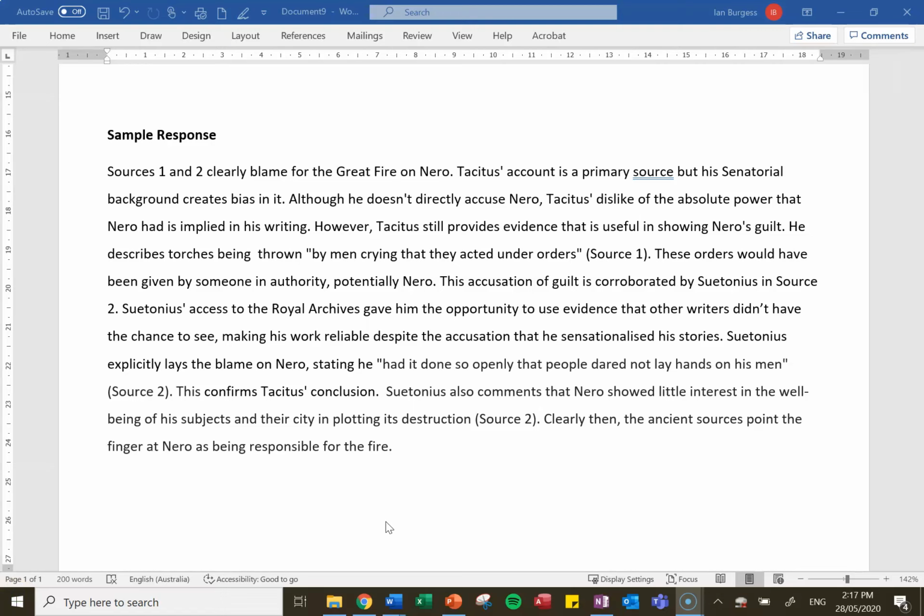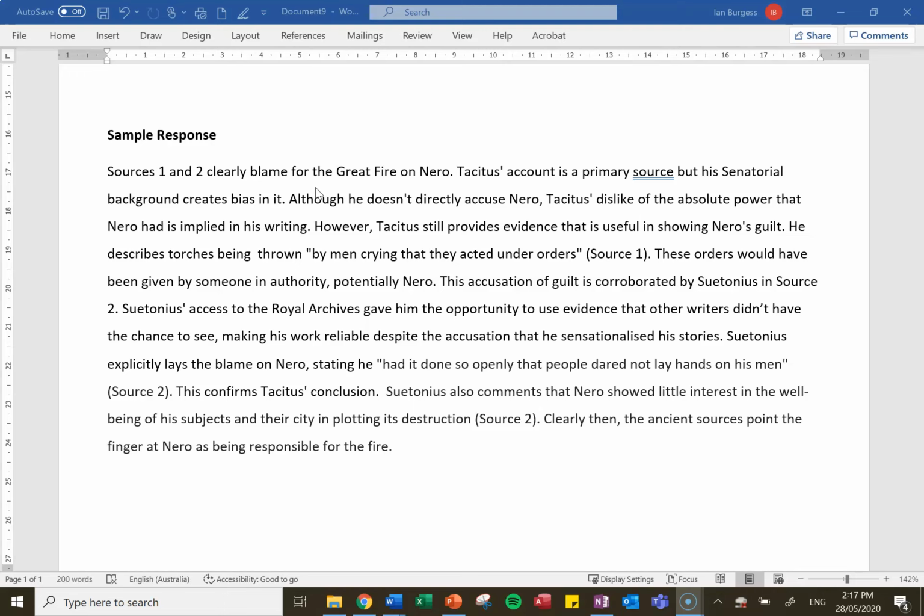Now that basically looks at, there's a clear statement to begin there. Sources 1 and 2 clearly blame the Great Fire on Nero. Typo there on my part. Tacitus's account is a primary source, but his senatorial background creates bias in it. So what we're doing there then straight away is we're going to the reliability of the evidence. So I haven't signposted that, and that might be something that I might want to include, just to let the marker know that I'm going into and looking at that there.